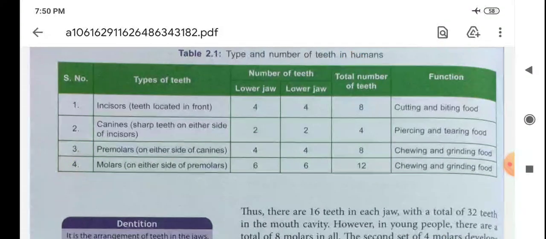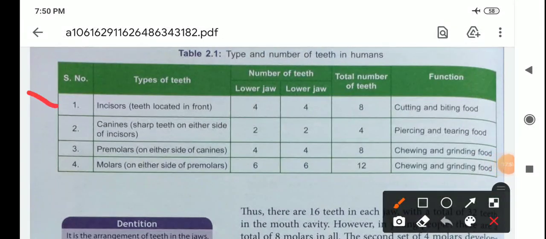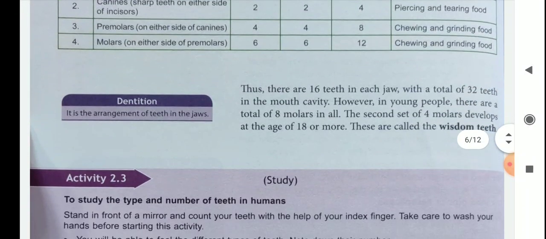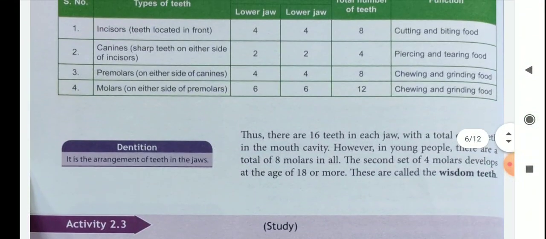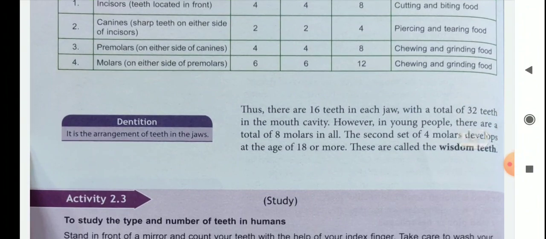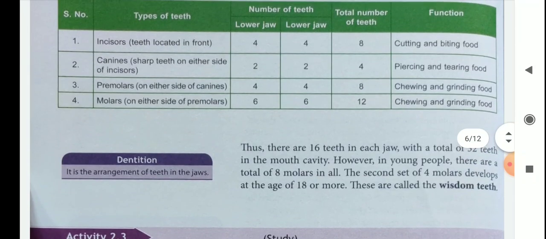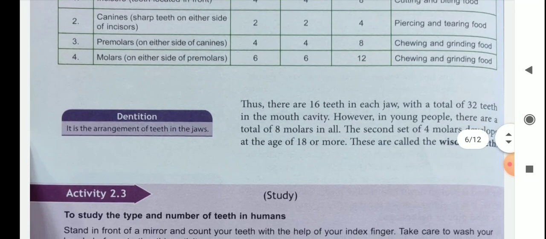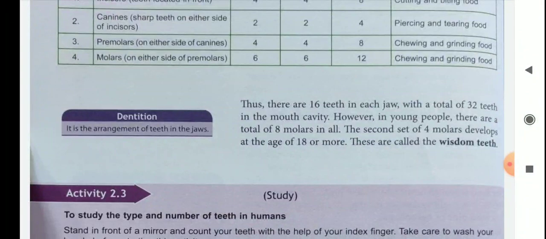So children, you see how many teeth are there: incisors, canine, premolar and molar. So this one you remember, very important. Thus there are 16 teeth in each jaw with a total of 32 teeth. If you add these numbers, children, you get 32. So the total number in a human being, means young people, is 32 teeth. There are a total of 12 molars in all, and the second set of 4 molars develops at the age of 18 or more. These are called wisdom teeth.